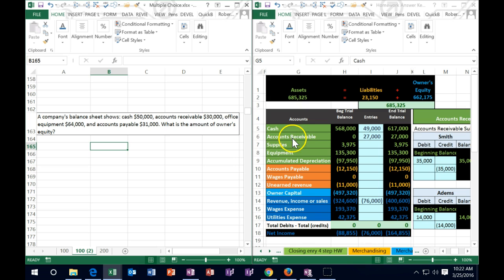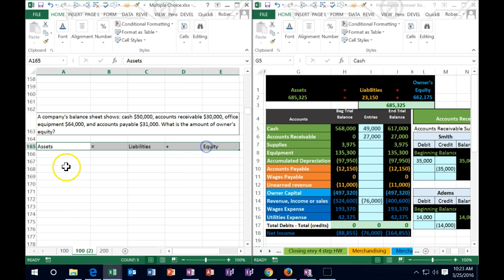We have the trial balance over here, and I can see that cash is an asset because it's up here in the green area. Accounts receivable is an asset. Office equipment is also an asset, up in the green area. Accounts payable is a liability. So the other amount is going to be equity. If we add up the assets, I've input our accounting equation here. So there's our accounting equation: assets equal liabilities plus owner's equity.